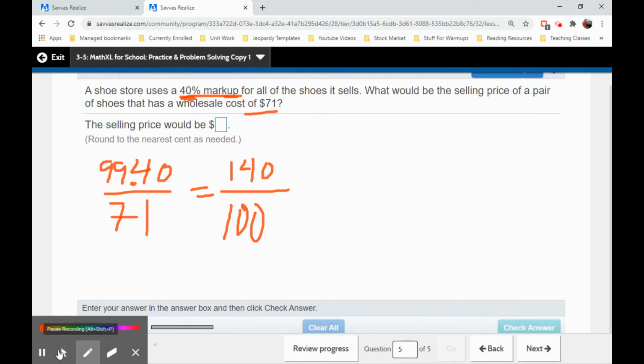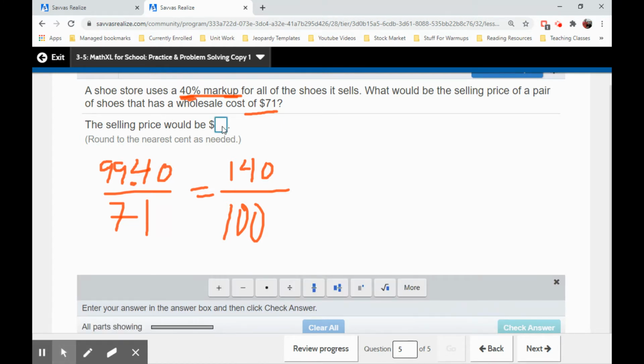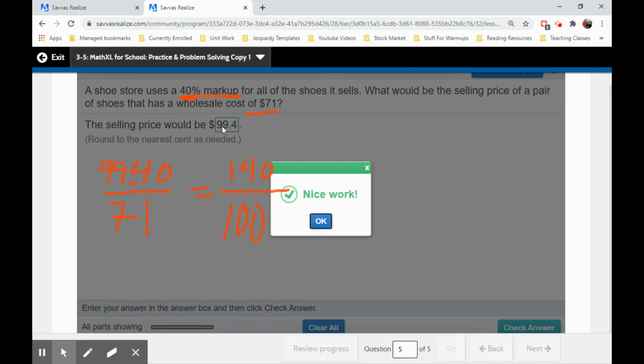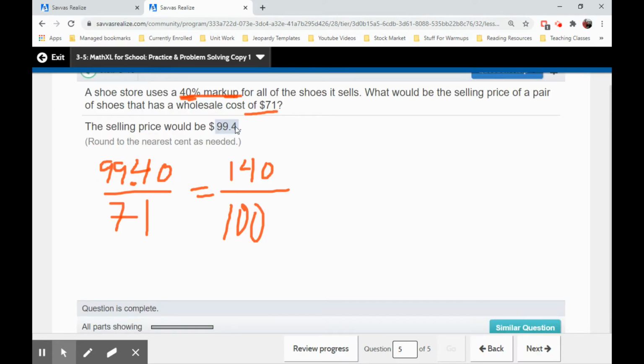I don't believe you need to put that 0 in there. You could put 99.4, I think, and they still take it. Or you can put 99.40 because it's money. So again, just pay attention to what a markup and a markdown is, and understand that a markup is a number added to 100 and a markdown is a number subtracted from 100.